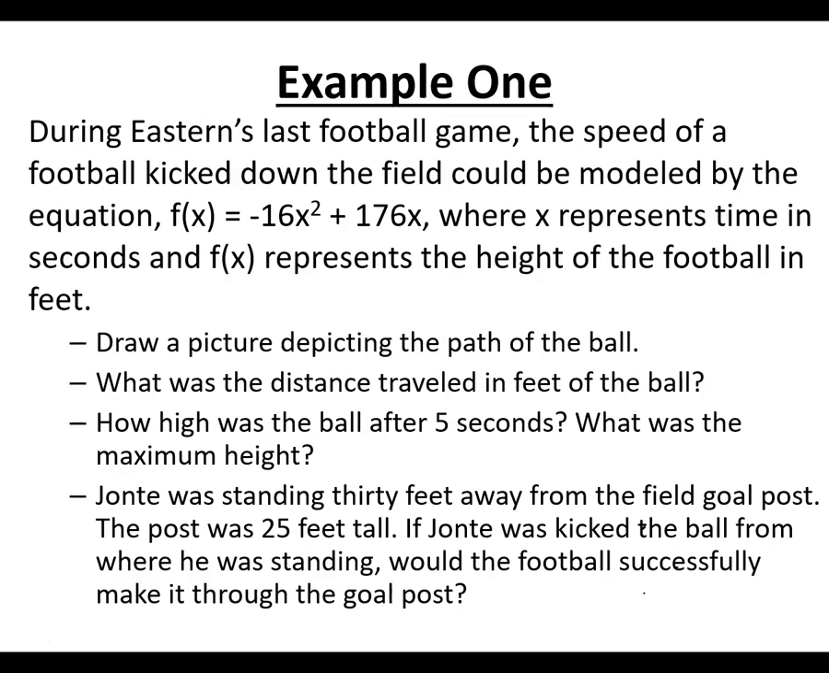During Eastern's last football game, the height of a football kicked down the field could be modeled by the equation f of x equals negative 16x squared plus 176x, where x represents time in seconds and f of x represents the height of the football in feet. So we've got some things that we need to do. We need to draw a picture depicting the path of the ball. We need to find the distance traveled in feet of the ball. Find how high the ball was after 5 seconds. Find the maximum height, and find out if Jonte kicked the ball over the goalpost.